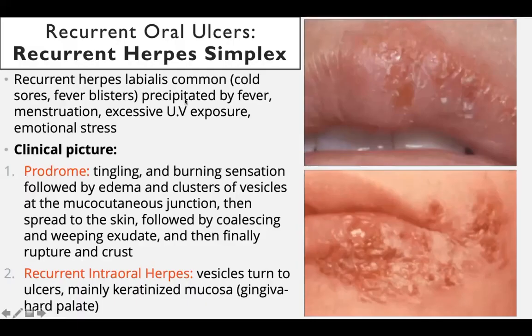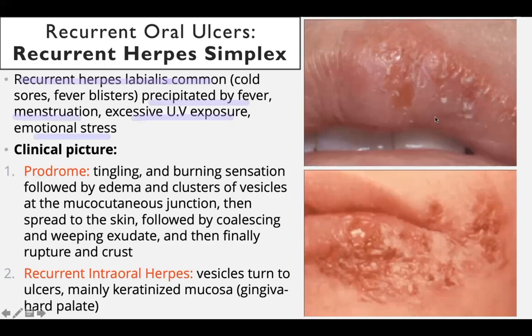Now we go to the last of the recurrent oral ulcers, which is recurrent herpes simplex. Recurrent herpes simplex, also known as recurrent herpes labialis, common cold sores, fever blisters, precipitated by fever, menstruation, excessive UV exposure, and emotional stress. So this recurrent herpes simplex or labialis is precipitated by fever.